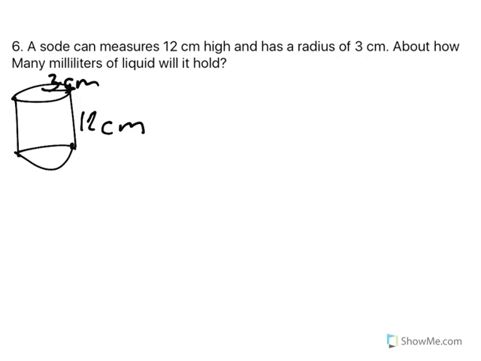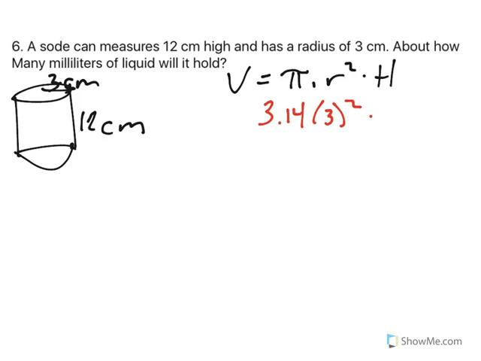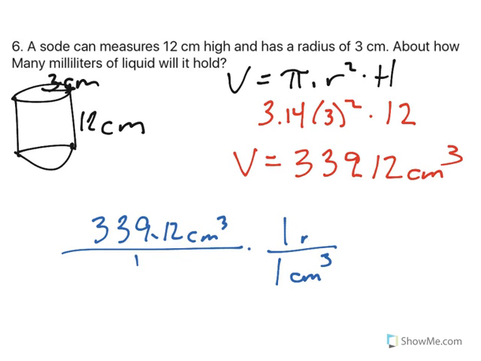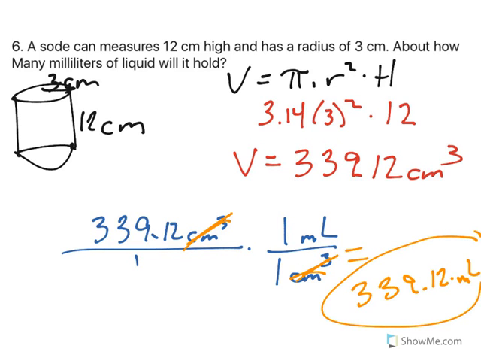So volume, because how much liquid will it hold? Well, volume is pi times the radius squared times height. So 3.14 times 3 squared times 12. The volume in cubic centimeters of this soda can is 339.12 cubic centimeters. Now, hopefully you recall that we have a conversion that says 1 cubic centimeter is 1 milliliter. So those cancel out, and I'm just left with 339.12 milliliters. Boom. And that is how many milliliters that liquid can hold.